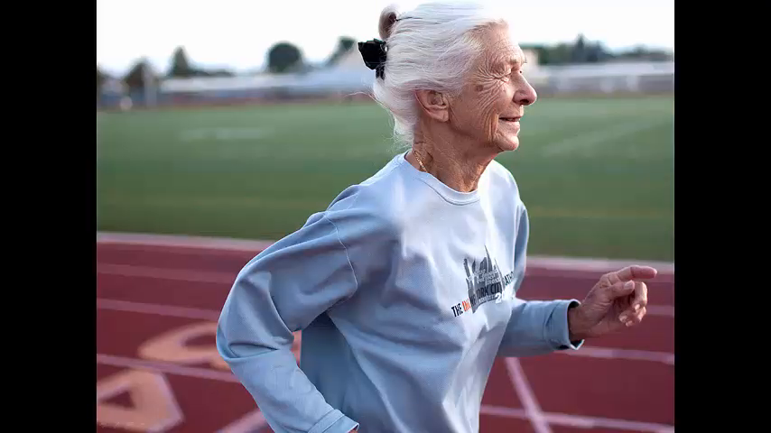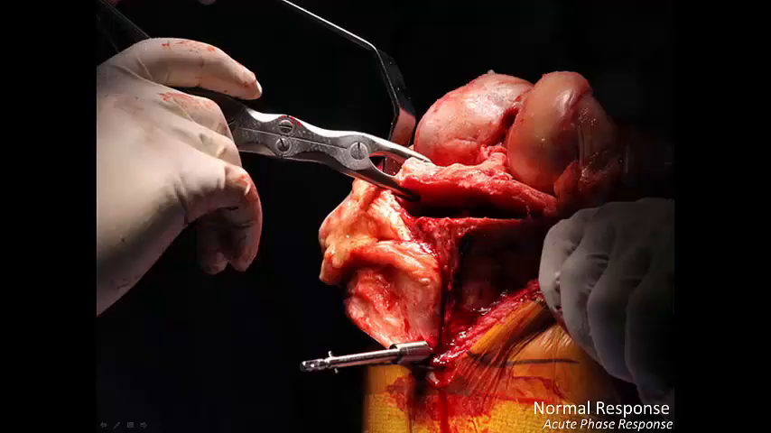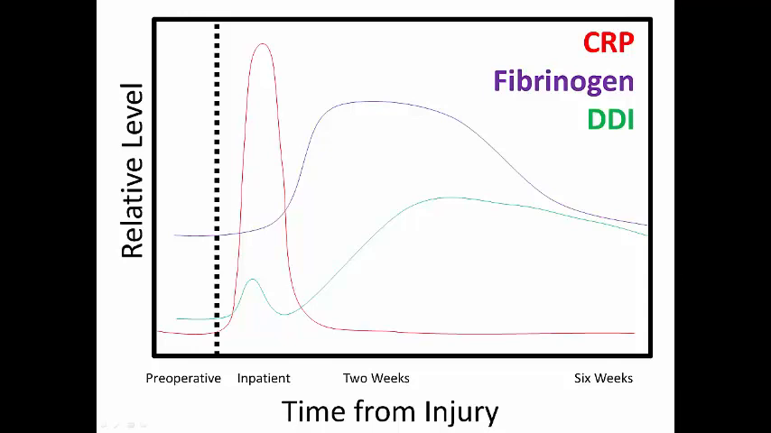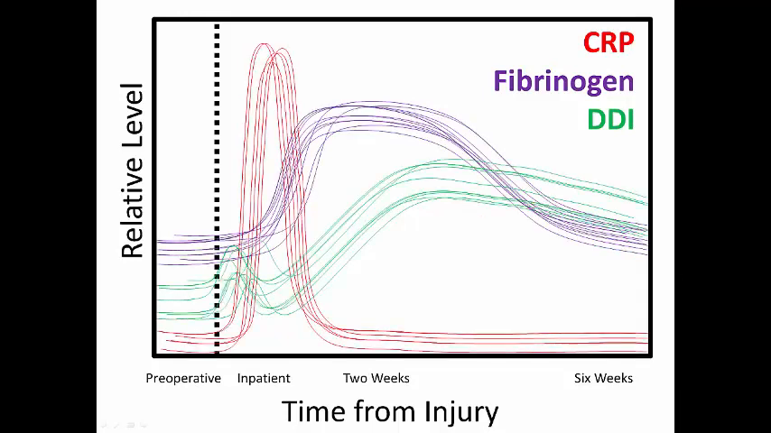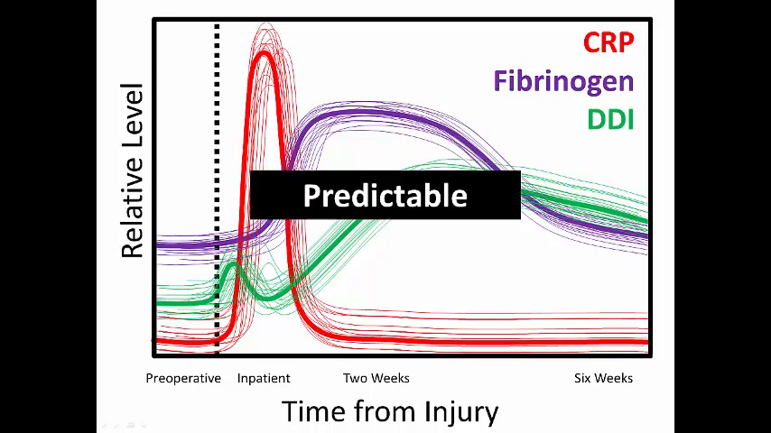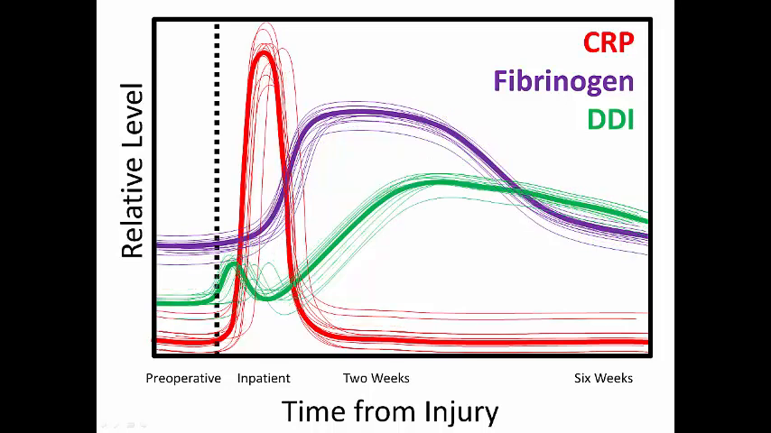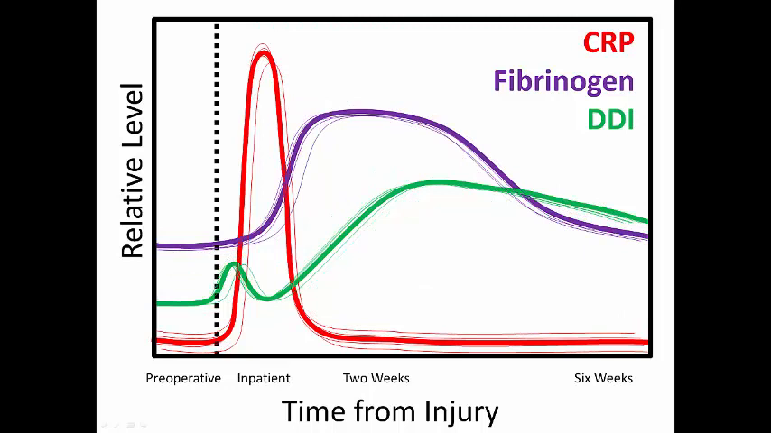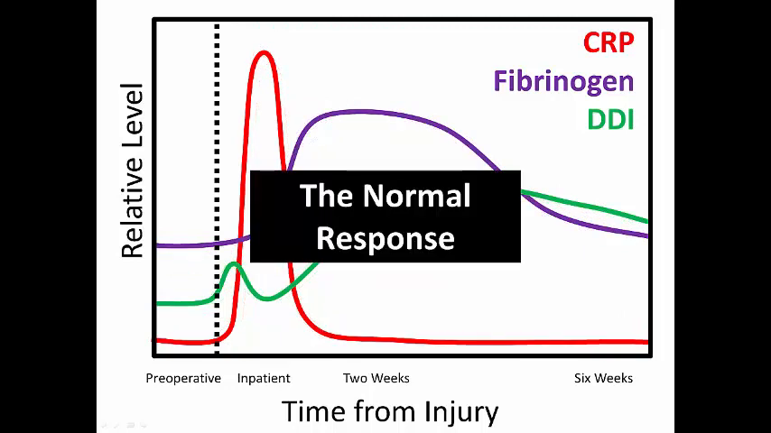To answer this overarching hypothesis, we must first answer the specific hypothesis: do patients respond to the same injury in the same way? To answer this specific question, we will look at 160 patients undergoing total knee arthroplasty. As we grow our population of healthy patients, we find that trends emerge. And what we found was that these trends were both predictable and consistent. And from these trends, we were able to define what is the normal response.